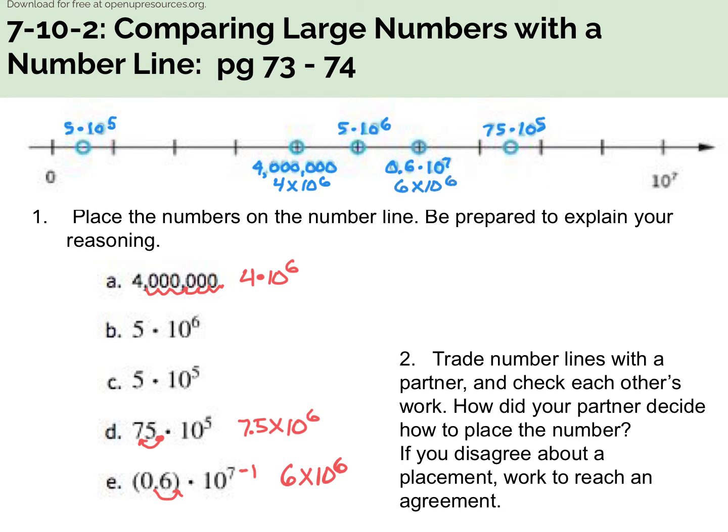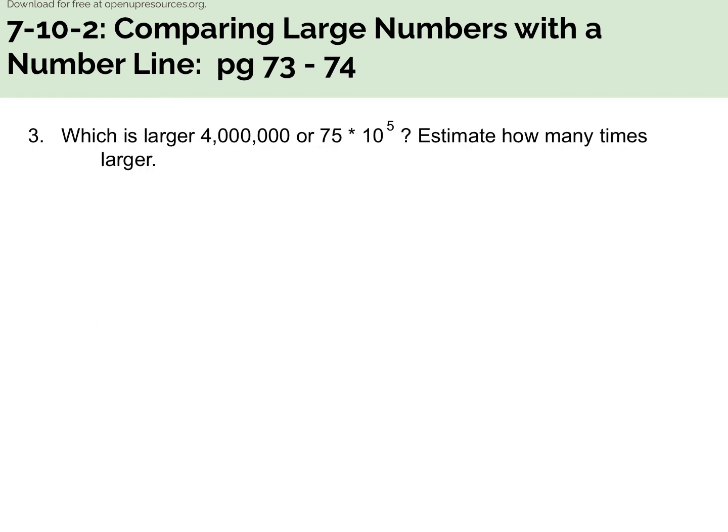And then up here, I have 75 times 10 to the 5th, but that number is also known as 7.5 times 10 to the 6th. And then those are all my points that are labeled on this line. So looking at our numbers, which one is larger, 4 million or 75 times 10 to the 5th? Look at that, and figure out which one's larger.